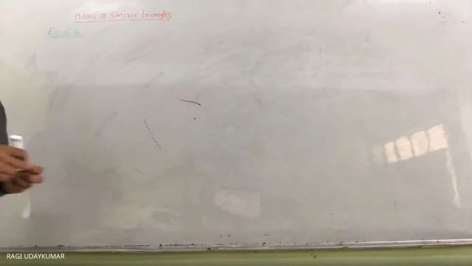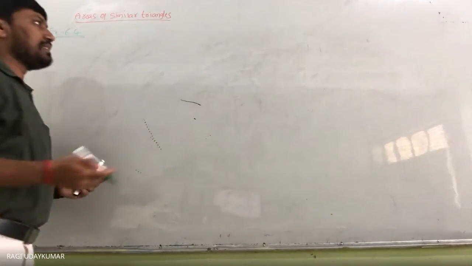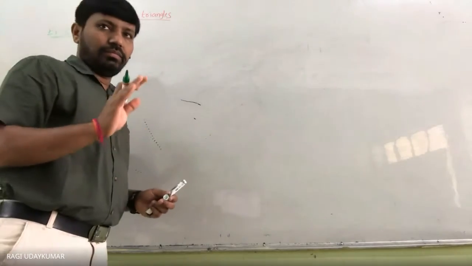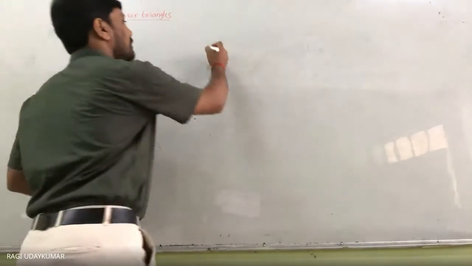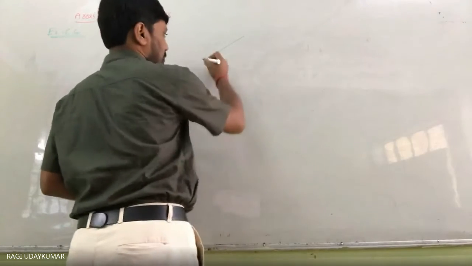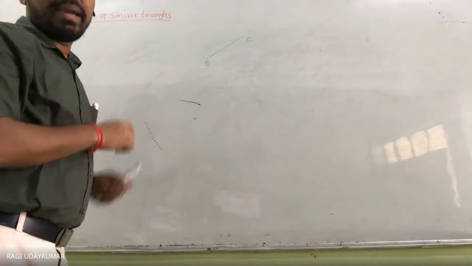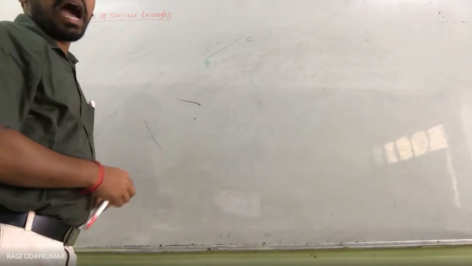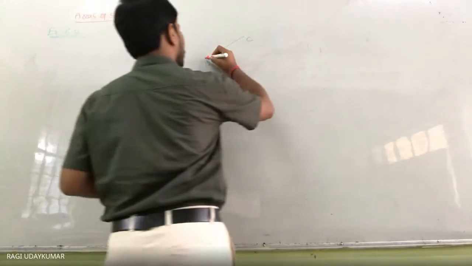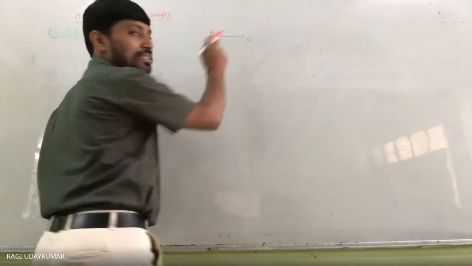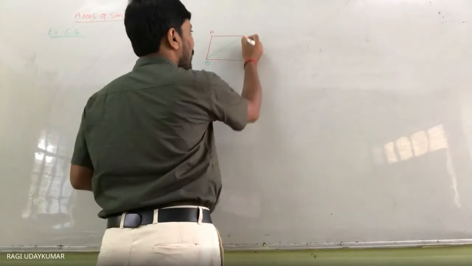So what do you need to do here? What is given to us? The given thing is that ABC and DBC are two triangles, and as I already told, these two are on the same base. This is the base BC. The base is common here, and on this base there are two triangles, ABC and BDC.